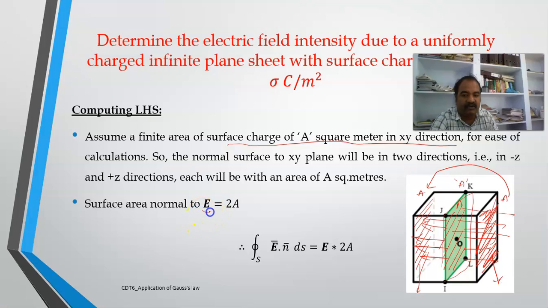So the surface area normal to the electric field will be 2A, where A is the area of the surface charge. So the left hand side says normal area to the electric field. The electric field is in the plus z direction and minus z direction. So how much area am I to consider? If A is the area of charge, then 2A area I am supposed to consider. So the entire area, this is one area A, the other is another A. So 2A, this is the left hand side.